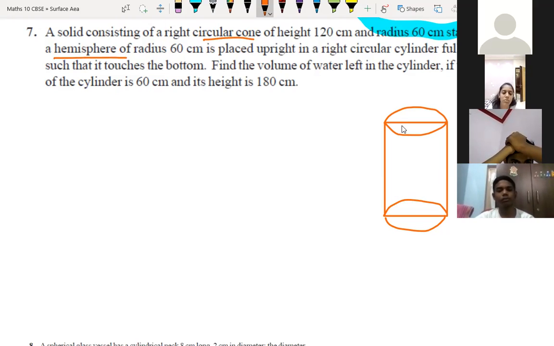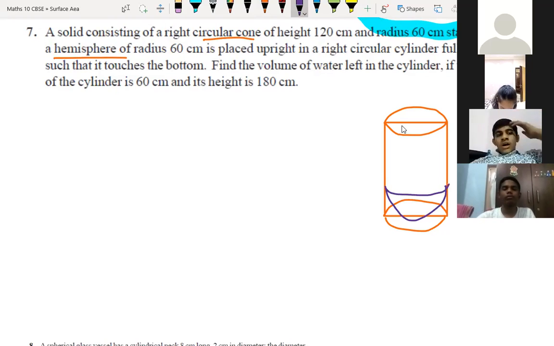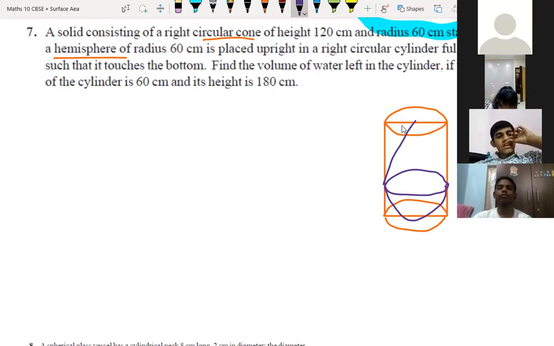So the hemisphere is inside the cylinder only, right, children? Yes, sir, one hemisphere is there. Then on that one the cone is there, right? Yes, sir. A solid consists of a right circular cone standing on a hemisphere. So one hemisphere will come inside, and on this hemisphere the cone is there, right? Yes, sir. A hemisphere of radius 60 centimeter, upright.